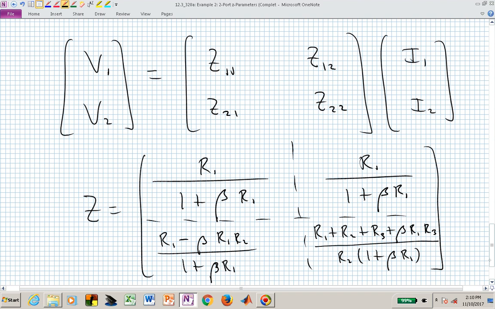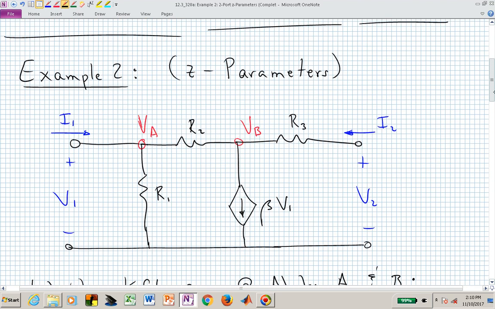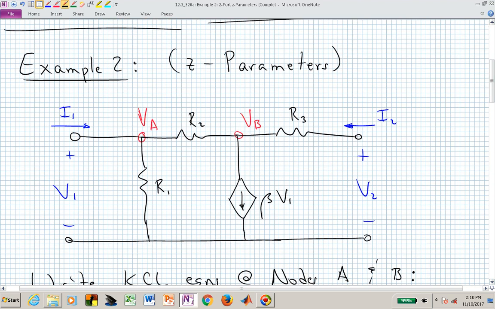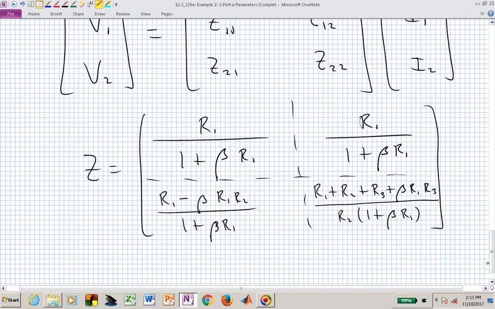If those have fixed betas and fixed R1s, R2s, and R3s, those will just be some numbers for the four Z parameters that result from this two-port network that contains a dependent source. And that is then our two-port parameters in the appropriate locations, Z11 through Z sub 22.